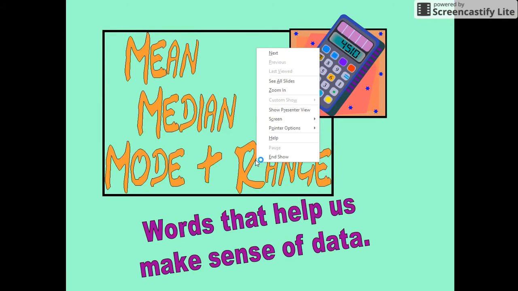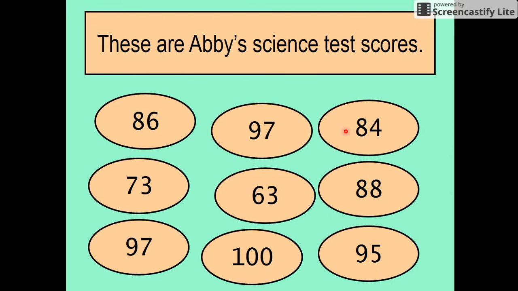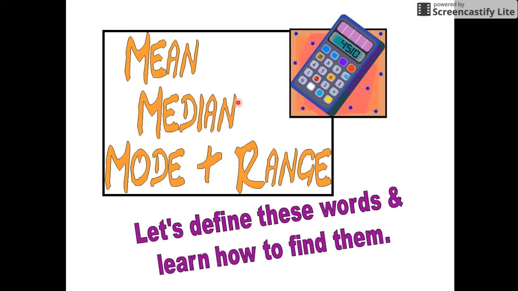We have done this before. You should have done this in other years before, but we're going to go through it again. Okay, so we've got some Abby science test scores. We've got a couple of test scores. Let's see what we can do with them. What can you tell us about these numbers? So let's work out mean, median, mode, and range with them.